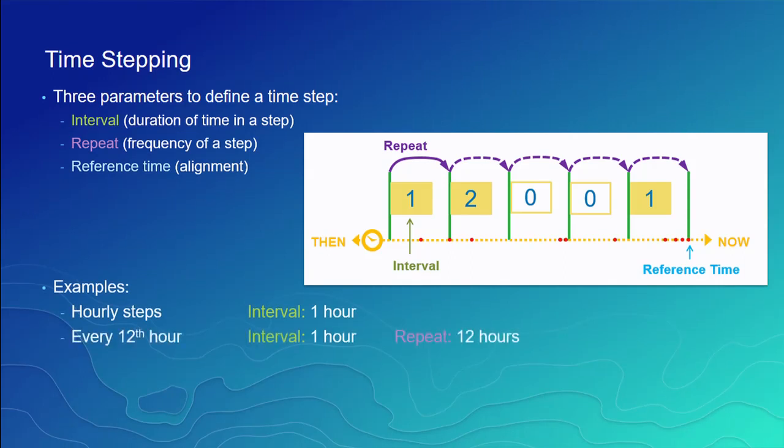If I wanted to look at every 12th hour for some reason, I could say the interval was 1 hour, and the repeat is 12 hours. So it's going to take 1 hour, it's going to skip those 11 hours, and look at the next hour.